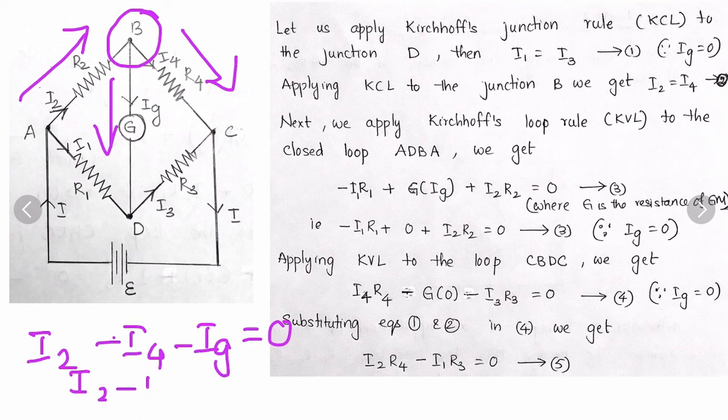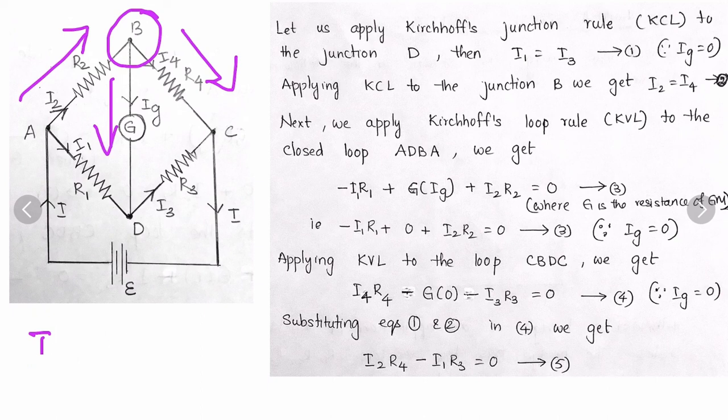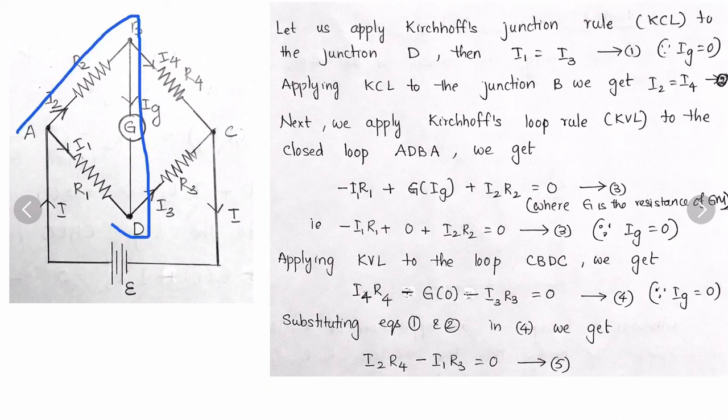Now let's apply the second law of Kirchhoff, that is Kirchhoff's loop rule. We will apply it to the different loops. First we will take the loop ABDA, a closed loop. In this loop we don't have a battery. So the law says the algebraic sum of the EMFs is equal to the sum of the products of currents and resistances. So that is the second rule.